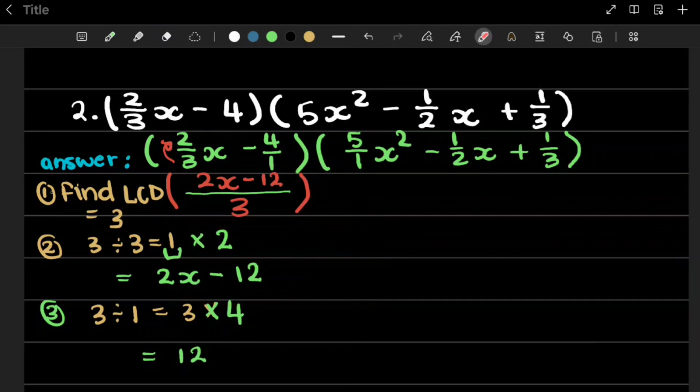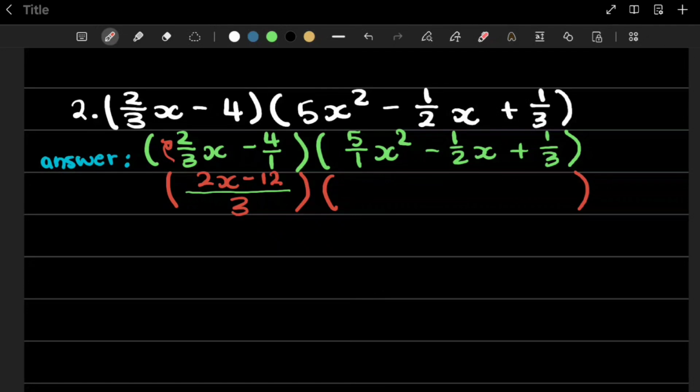Okay, I'm just going to erase this now to get some space. Okay, after the next bracket of the trinomial, we're going to do the same. So over here, what is the LCD of 1, 2, and 3? That will be 6. So we're going to do the same thing. We're going to say 6 divided by 1 gives us 6. 6 times 5 gives us 30. So we're going to say 30x to the power of 2.